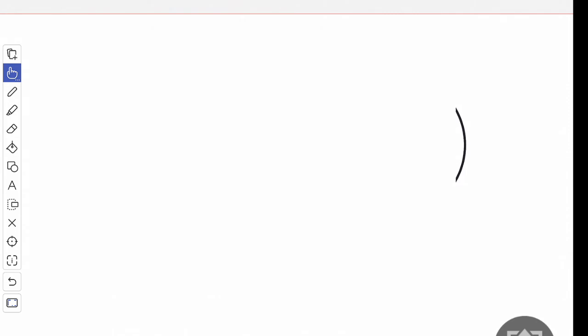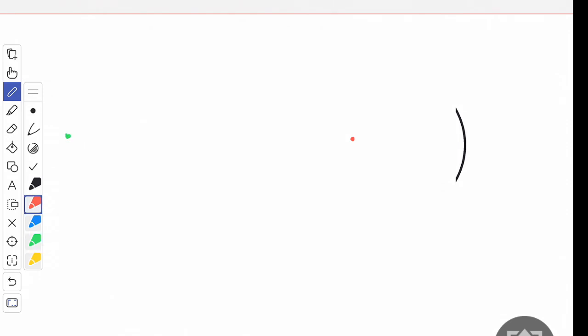Okay, so this is our mirror. Now let us say I have an object. Okay, there are two objects. One is a red colored object, the other is a green colored object. The red colored object is here, and the green colored object is, let us say, here.